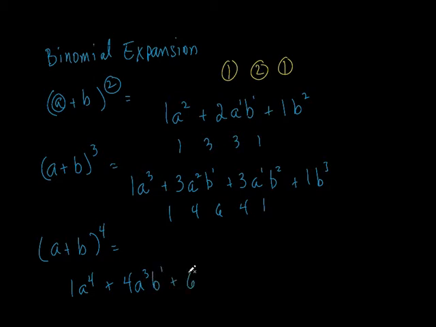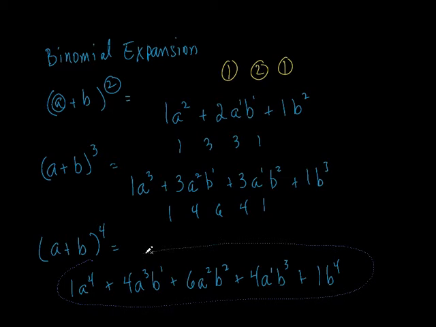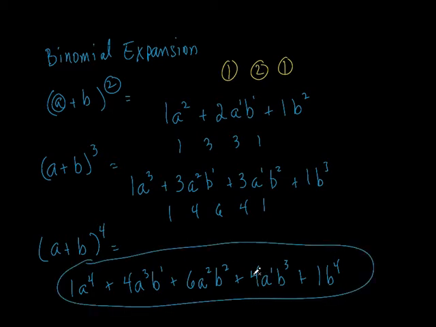And then put a 6. What does that a do? It goes down to a squared. What does the b do? It goes up. You see what the a is doing? A is going down, the b is going up. Plus, put the next coefficient, 4. A goes to a to the first, b goes up 1, goes b cubed. Plus a 1, what does the a do? Goes down to nothing, right? What does the b do? Goes up to fourth. Look at that. That is this thing, just as easy as that.